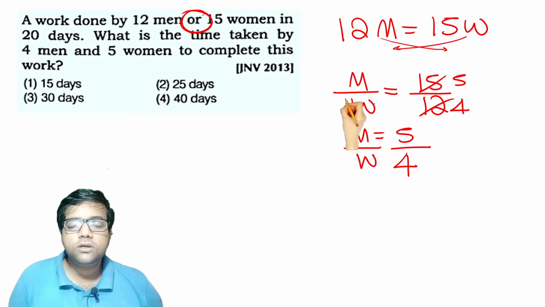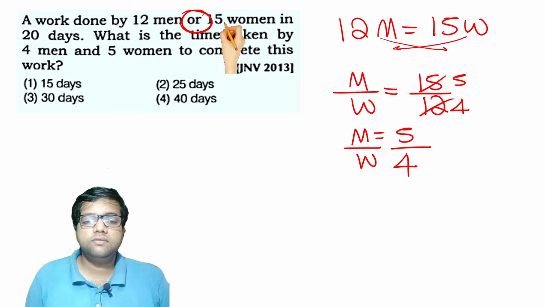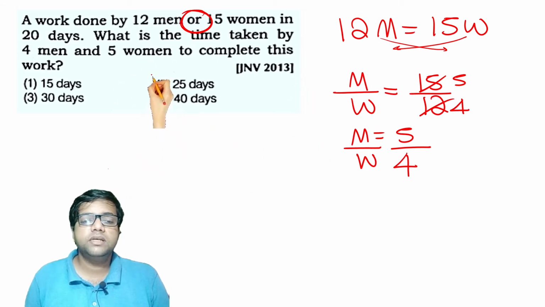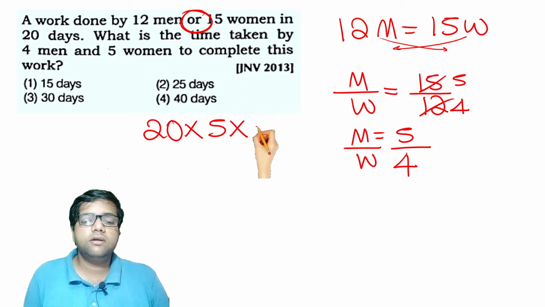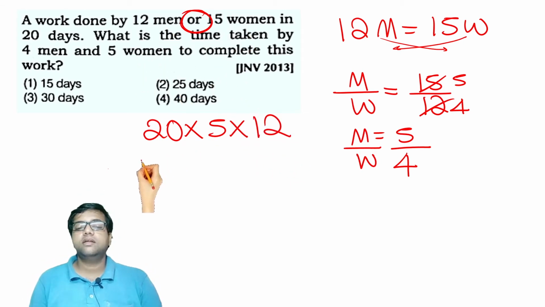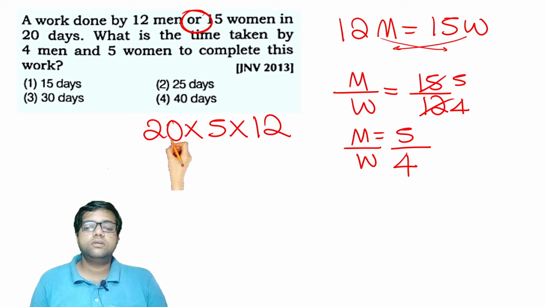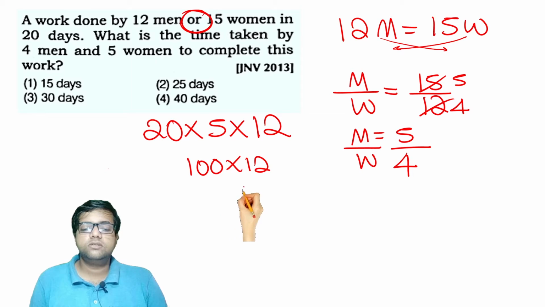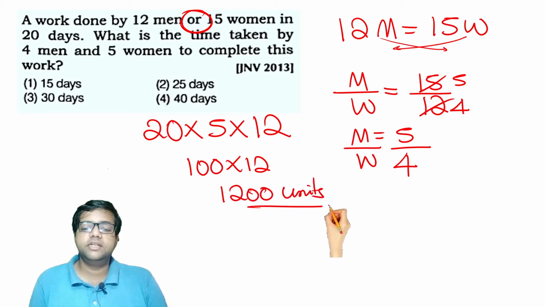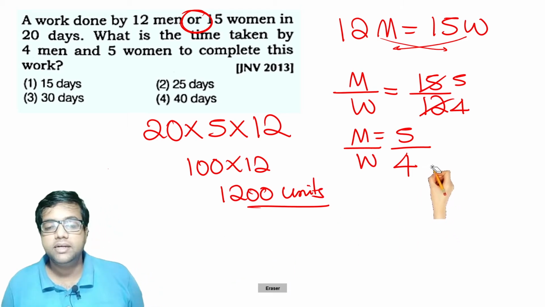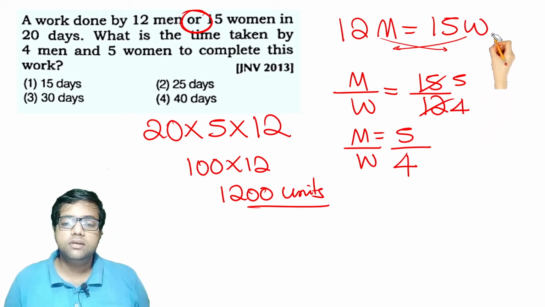And what is the total work here? What is the total work we need to find here? The total work is they work for 20 days. And in case of men, what is the capacity? 5 is the capacity of a man. And how many men are working? 12 men are working. So this will give you 25 is 100, 25 is 100 into 12. So this will give you 1200. 1200 units is the work which needs to be completed. I will take away this part, okay?